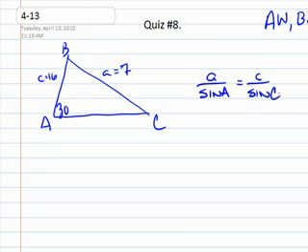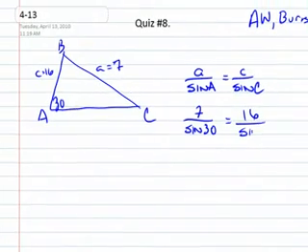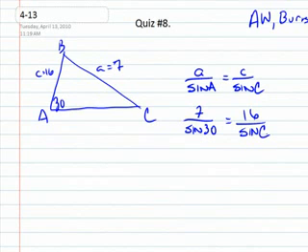So setting up the law of sines. Plug in what you can. 7 would go in for A, 30 would go in for angle A. C is 16, and we do not know angle C. So that's what we're going to solve for.